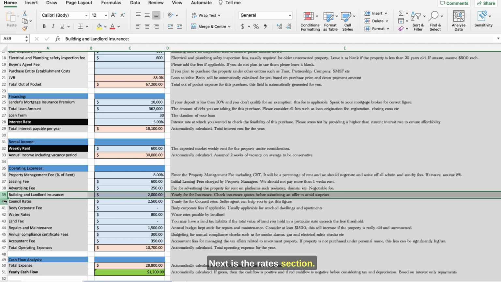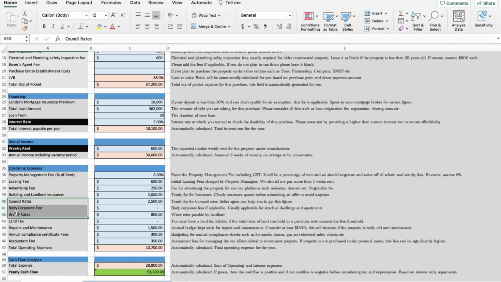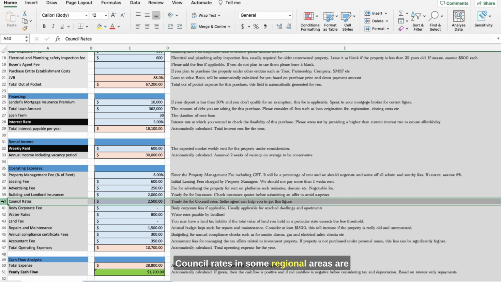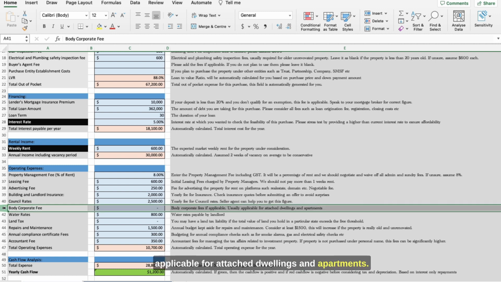Next is the rates section. You should ask for all fixed outgoings from the selling agent. Council rates in some regional areas are much higher than properties in metro areas. Putting an average amount here is not a great idea, as it can vary significantly. A body corporate fee is generally applicable for attached dwellings and apartments. If this applies to your case, please fill it out as well.